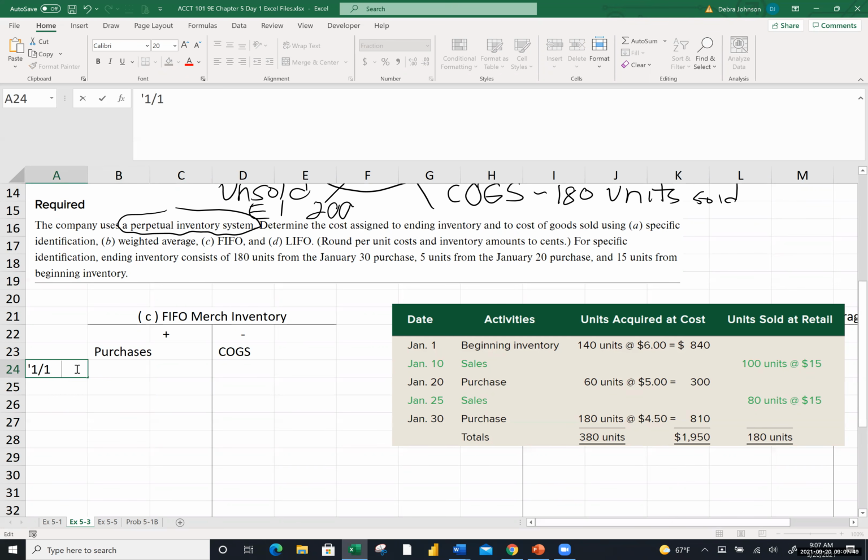So I think I'll put that even here, beginning inventory. And what did we do on beginning inventory? We had 140 units at $6. That's what we started off with. And the book even gave us that information. They told us what they came up with. Let's see, I must have not done that right. 140 at 6 is $840. There's the first layer of my bucket.